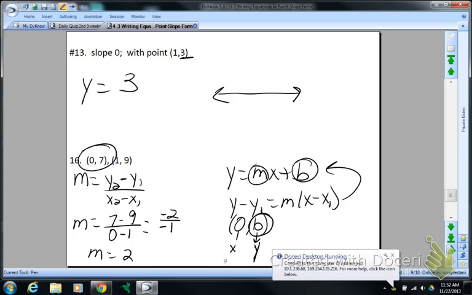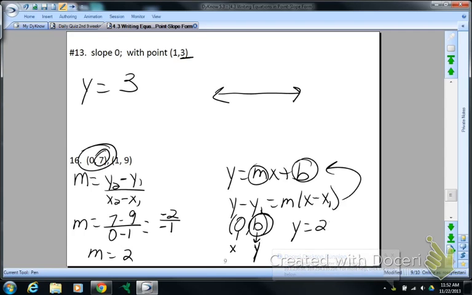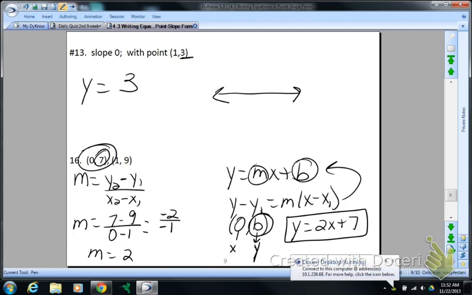It's given to us. So b is what? 7. So we can go directly to y equals 2x plus 7. So even though the direction says to use the point slope formula, we didn't have to. We could have just plugged it in because we had to calculate our m and we were given our b. Does that make sense?